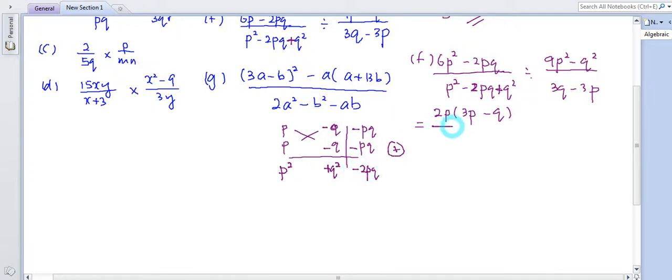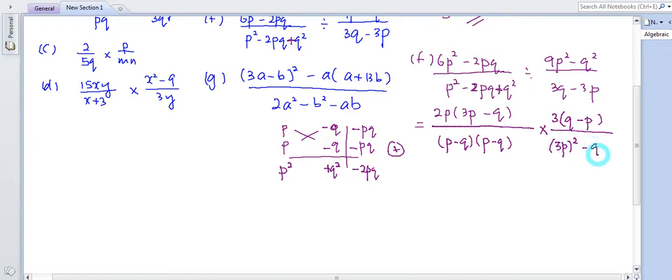So the bottom here, we can change it to p minus q, p minus q. Or you can also write p minus q squared. So divide becomes multiply, right? So I just bring out the 3 here, you would be left with 3 times q minus p. How about this one? This is actually 3p squared, remember the bracket, minus q squared, right?